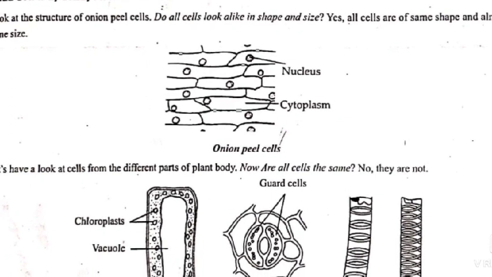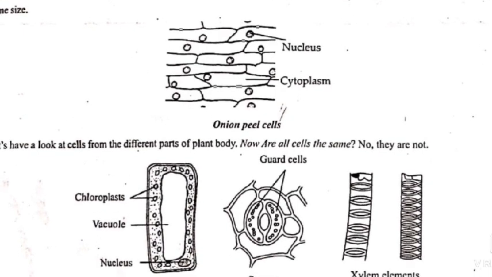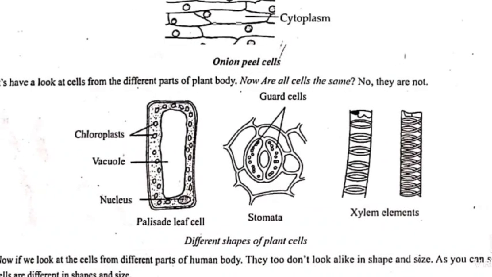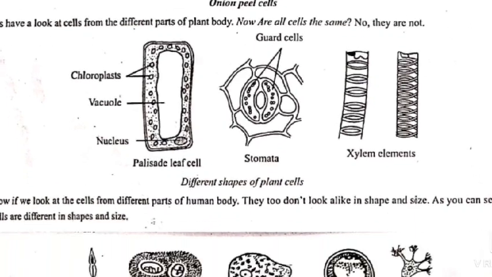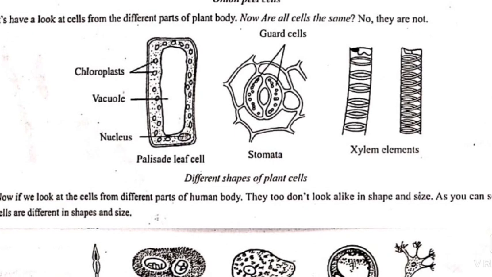Let us have a look at cells from different parts of the plant body. Now, are all cells the same? No, they are not. Palisade leaf cells contain chloroplasts, a large vacuole and a nucleus, and stomata contain two guard cells and subsidiary cells. The xylem elements are also different.